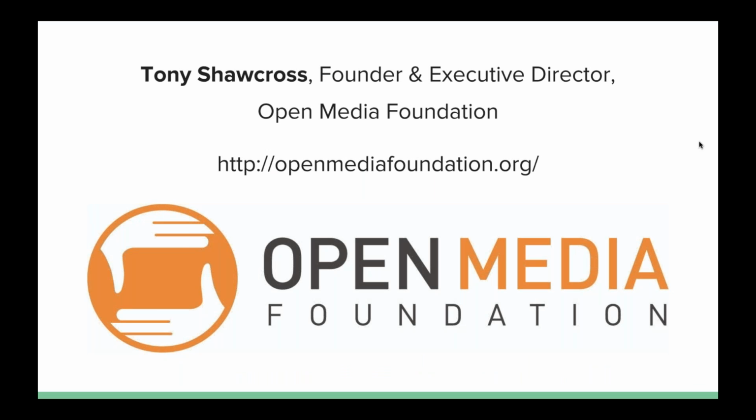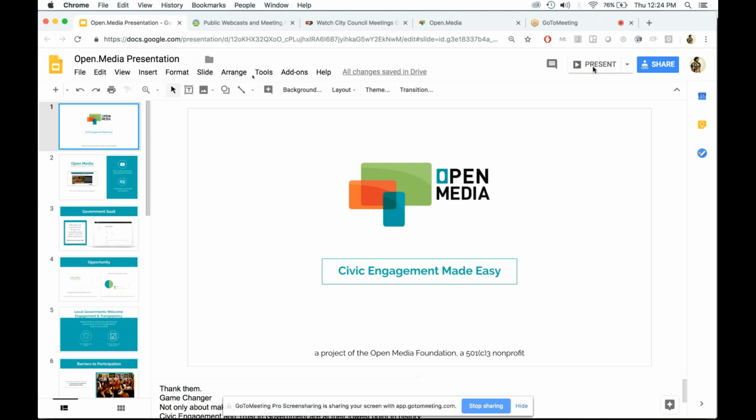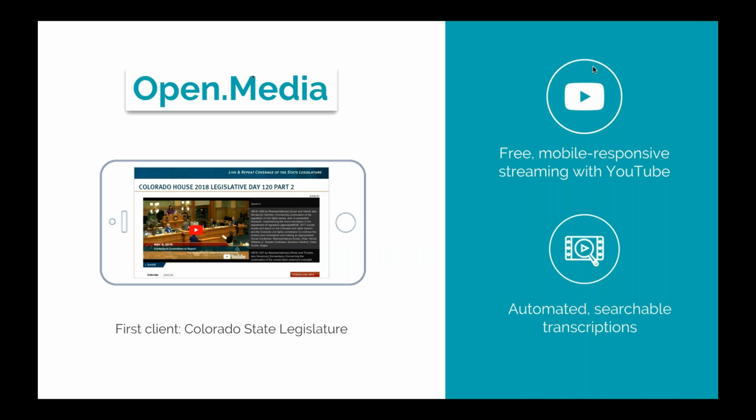Thanks, Christopher. And if you can give me the screen sharing, I appreciate it. So yeah, my name is Tony Shawcross with the Open Media Foundation. I'm going to be talking to you about software, web-based software for streaming and archiving video of your government meetings. The software you can find at open.media. It was built originally for the Colorado State Legislature, the coloradochannel.net. We've been streaming and archiving for the last 10 years all the meetings of the Colorado House and Senate.